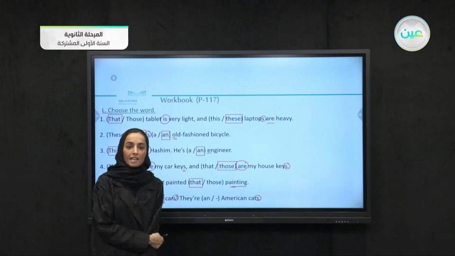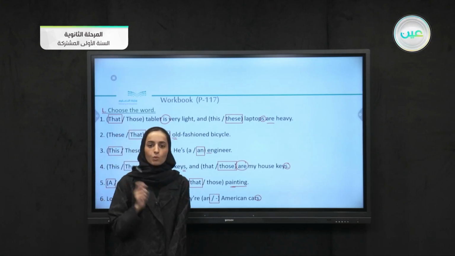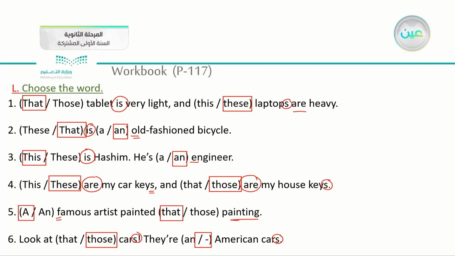Can you use an American cars? You can never use it because a and an will be used with singular. So an American car and American cars.